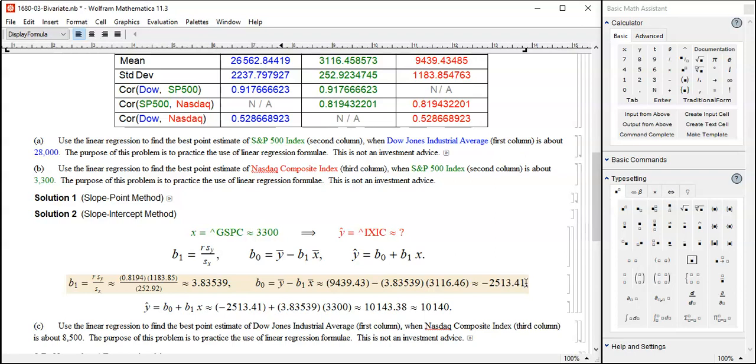Now we have B1 and B0. Put everything into the slope-intercept equation of the line. And here's the computation. And of course, not surprisingly, we got the same answer as before.